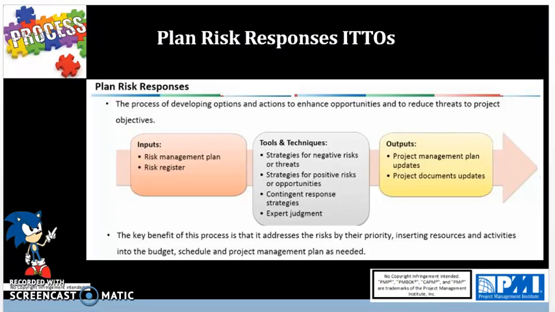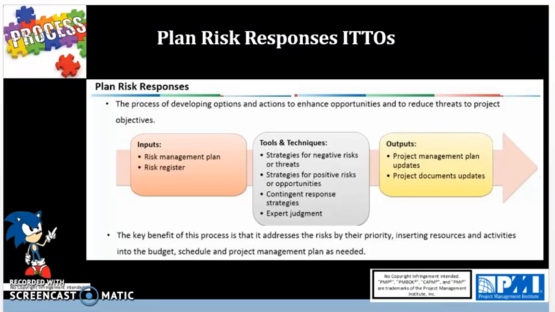Then you have enhance, which is used to increase the probability and or positive impact of an opportunity, such as adding more resources to an activity to finish early. Then you have share, which is involving allocating some or all of the ownership of the opportunity to a third party who is best able to capture the opportunity, such as forming a risk-sharing partnership, joint venture, teams, or special purpose companies.